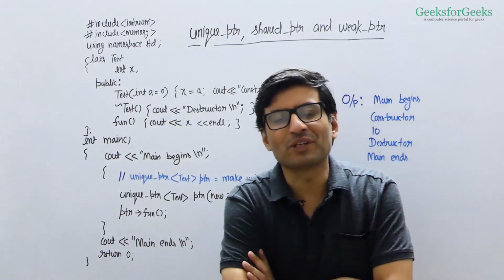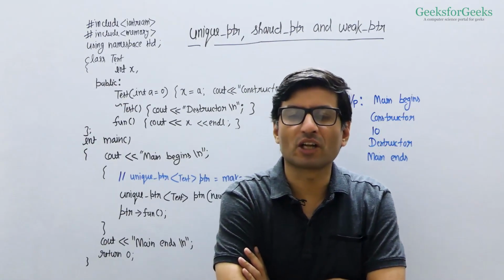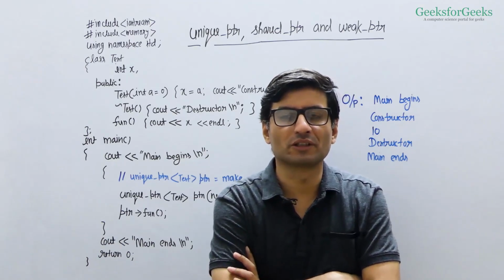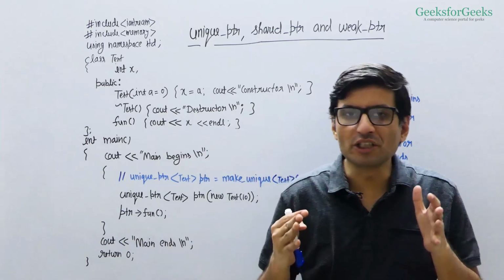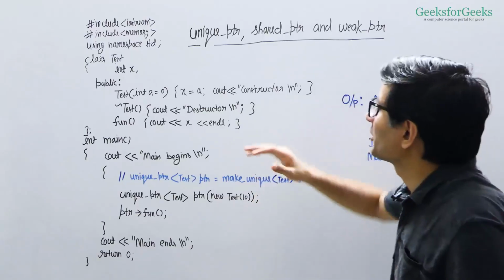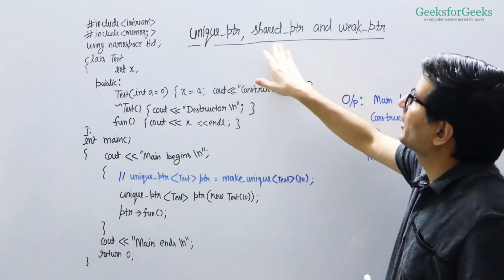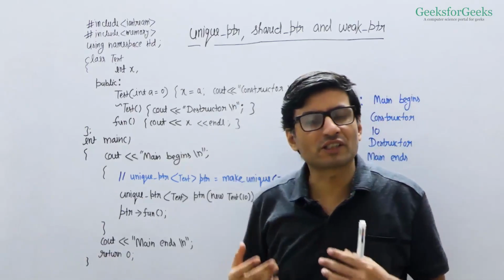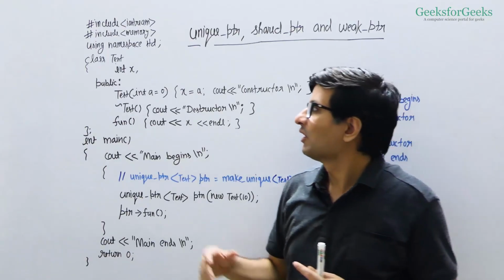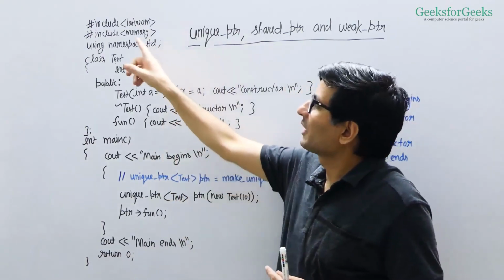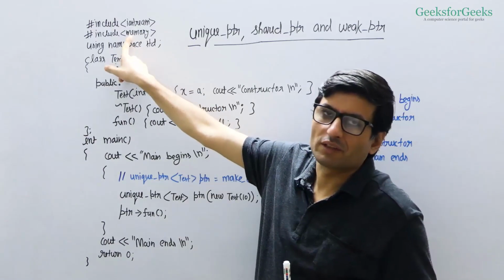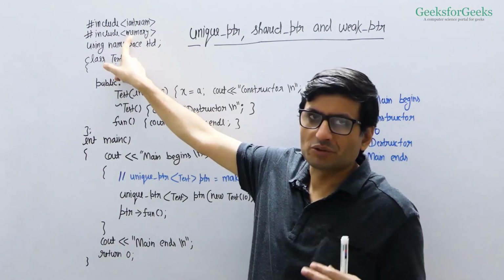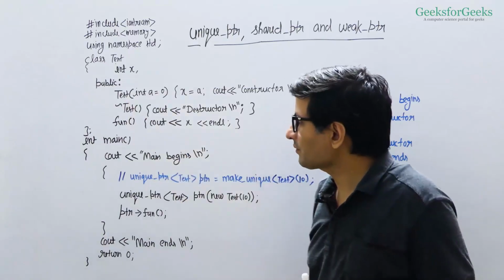Hi, in this video we are going to talk about C++ library implementation of smart pointers. There are mainly three smart pointers available in the C++ library: unique_ptr, shared_ptr and weak_ptr. Let's first understand unique_ptr. All these three pointers are available in the memory header file, so we need to include memory if we wish to use these smart pointers.